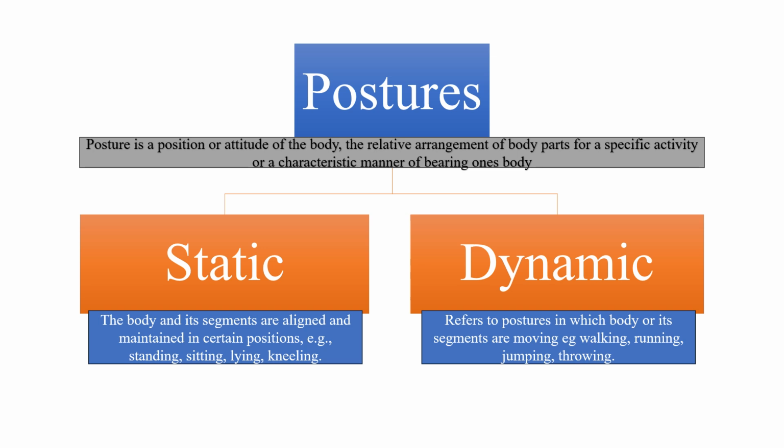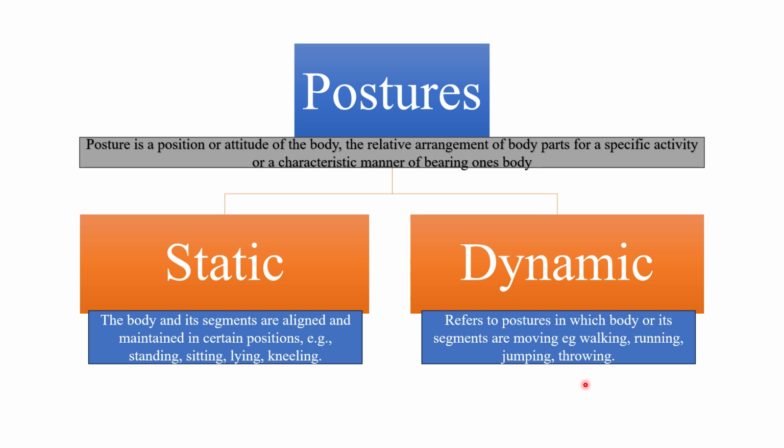Posture, by definition in Kisner, is presented as a position or attitude of the body, the relative arrangement of body parts for a specific activity, or a characteristic manner of bearing one's body. Basically, when we assess postures, we can assess two types: static or dynamic postures. What are static postures? The body and its segments are aligned and maintained in a certain position, like standing, sitting, lying, kneeling. They are maintained in a particular position for long periods of time, and that's when we assess the posture.